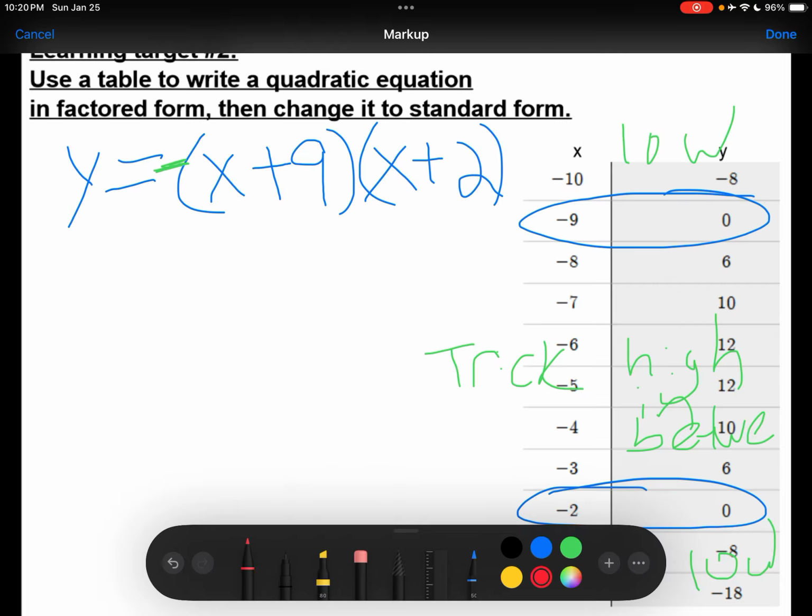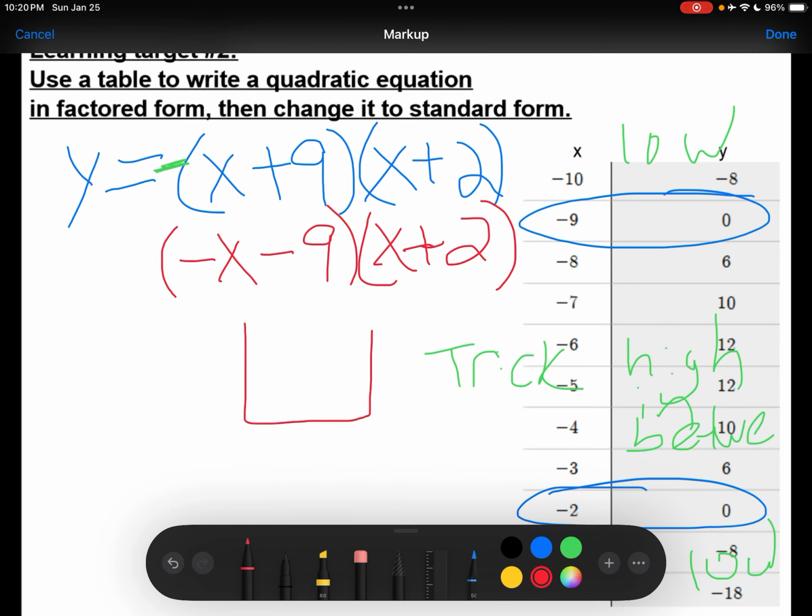We need to change it to standard form. The first thing I'm going to do is distribute that negative sign to both things. -x minus 9 and x plus 2. This is another style of factored form, but I've dealt with the negative number there. Me personally, I like to do a Punnett square. Some of you have used FOIL or other opportunities to solve these out.